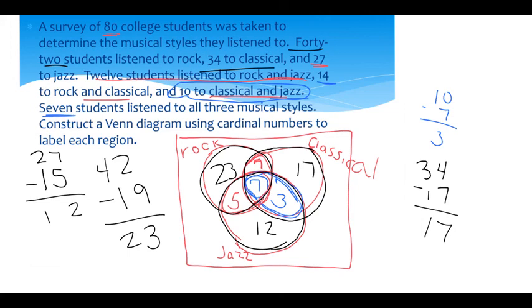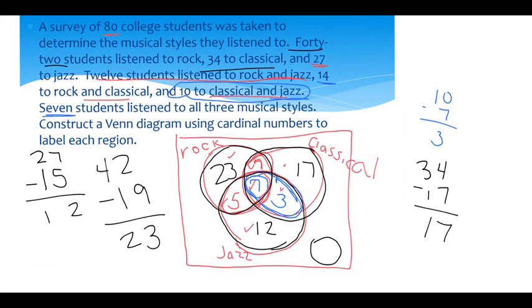The only thing we have to look at is our universal set. Do we have a number to put down here? So I'm going to go through and just add the numbers on my Venn diagram. So I have 23 plus, and then we have 7 plus 7 plus 5 plus 12, and then we have 3 and 17 left, plus 3 and plus 17.